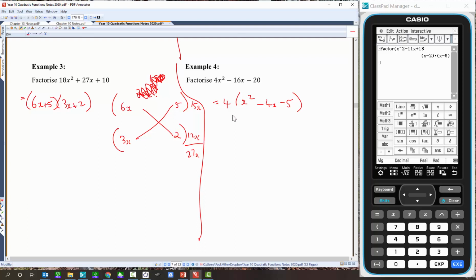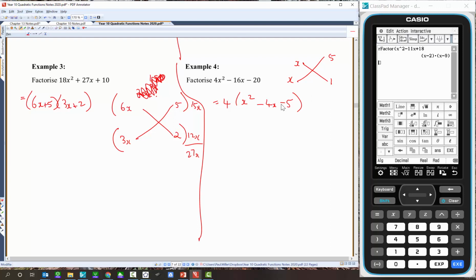Is that correct? Yes. Okay. So now what I'm going to do is only use the cross method on this inside bracket here. Okay, so I'm going to go x, and this one's easy. It's going to be 5 and 1. That's the only option that can be there because 5 is prime.